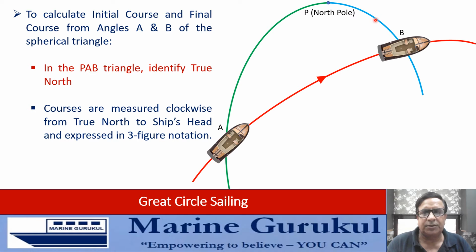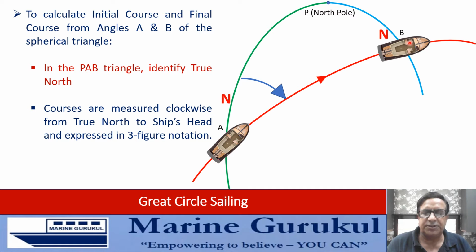This shall be the direction of north at B. Both these are shown as N in the diagram. Now from this, if I measure clockwise up to the ship's head, this shall be the initial course out here, which is represented by the blue arrow. This represents the initial course, which we see that angle A and the initial course happen to be the same.